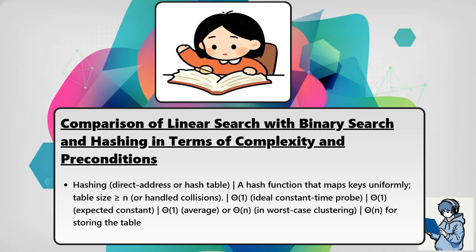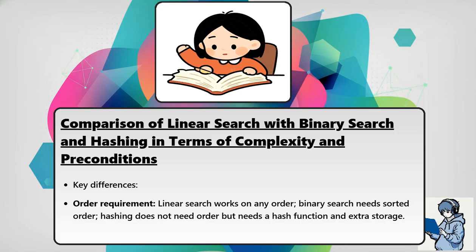Hashing: direct address or hash table, a hash function that maps keys uniformly, table size greater than or equal to n, or handled collisions. Best case Theta of 1, ideal constant time probe. Average case Theta of 1, expected constant. Worst case Theta of 1 on average, or Theta of n in worst case clustering. Typical space Theta of n for storing the table. Key differences, order requirement: linear search works on any order. Binary search needs sorted order. Hashing does not need order but needs a hash function and extra storage.